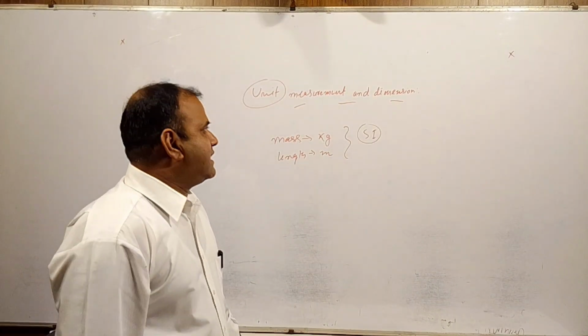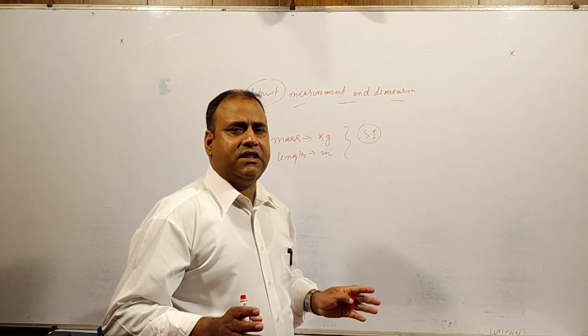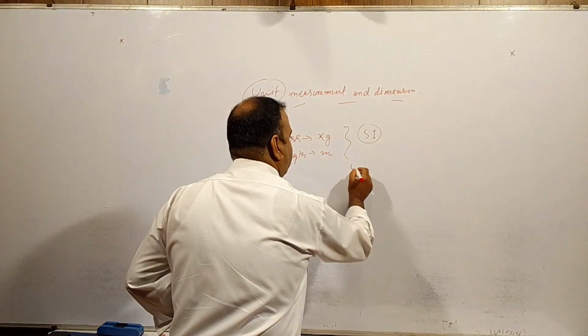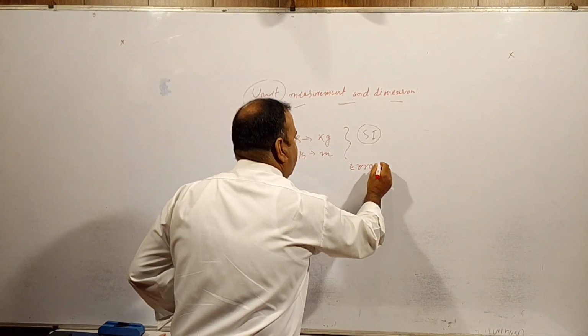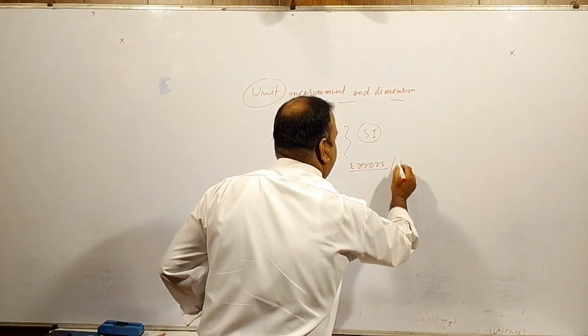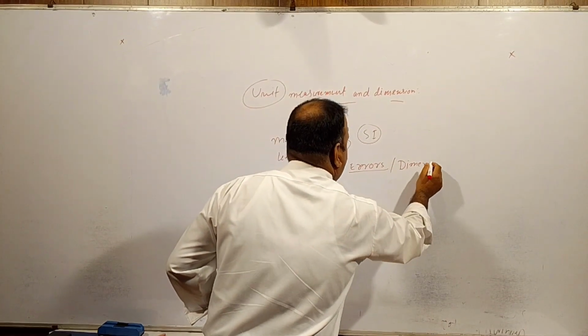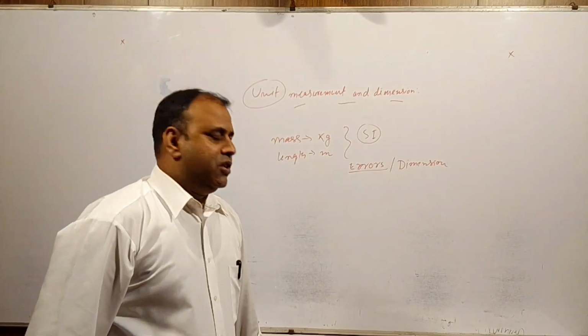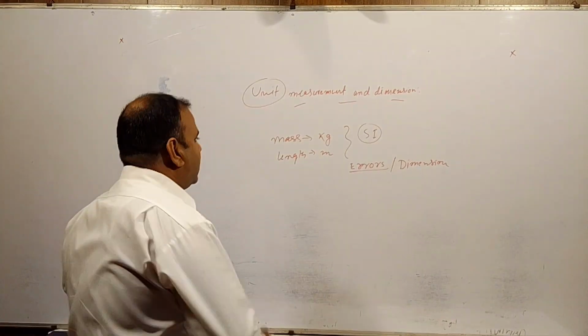But you remember in this chapter basically two concepts are there. One is error. You should know about the error. The error part is very important. This is called errors. And another part is dimension. Error and dimension. You remember, first I will discuss the error. So error is a very important topic.